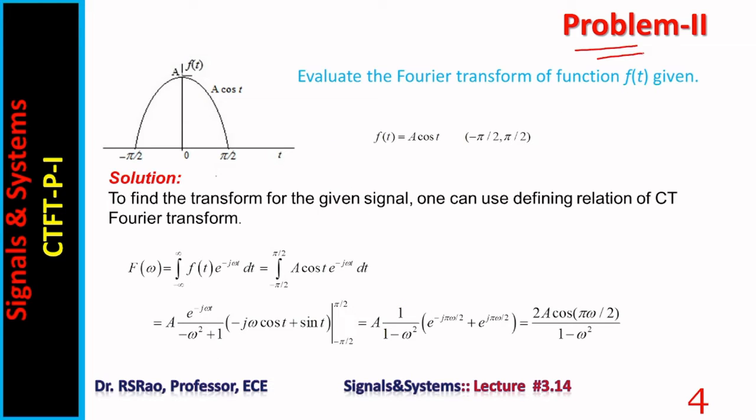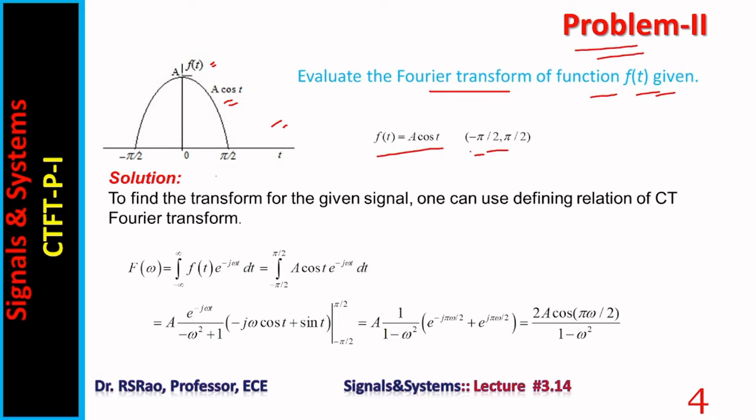Another problem, problem 2. Evaluate the Fourier transform of the function f of t given. f of t is shown here. The analytical expression for this signal is A cos t. It exists only in between -pi by 2 to pi by 2. Beyond pi by 2 it is 0, and prior to -pi by 2 also it is 0. So f of t is A cos t, in the range -pi by 2 to pi by 2.